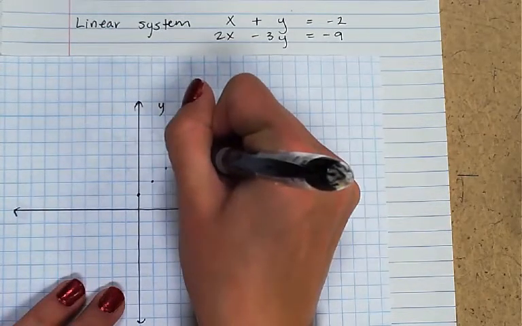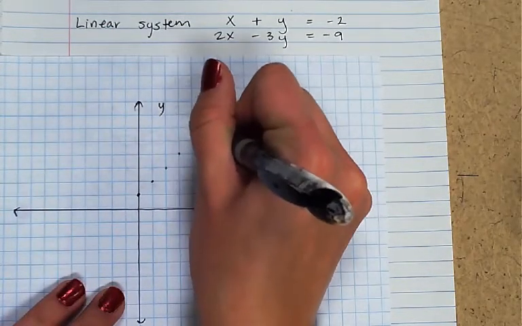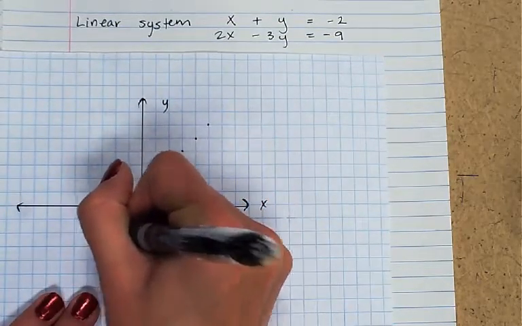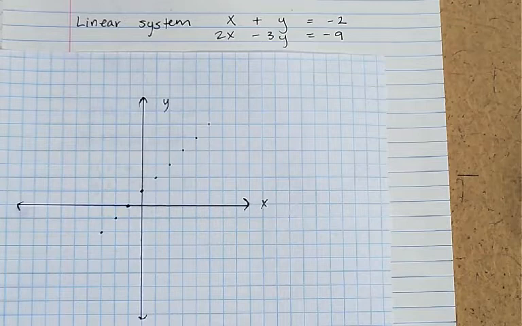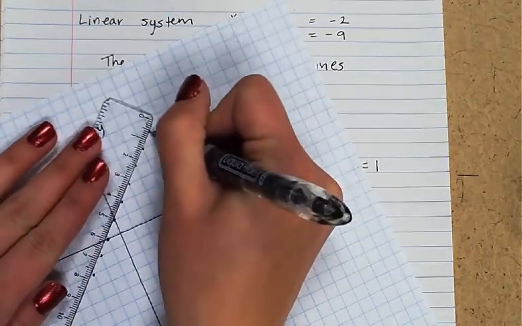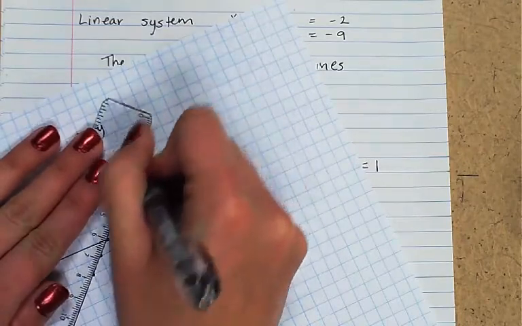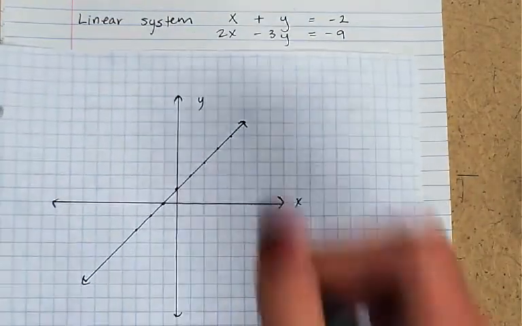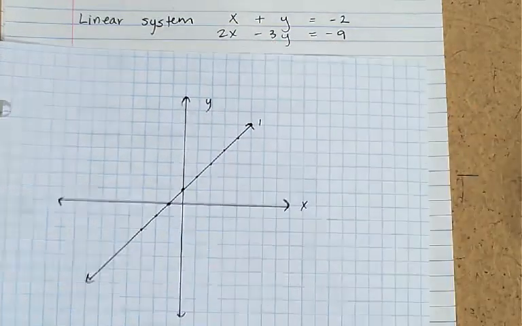The more points that you plot, the more accurate your graph will be. So back 1, left 1, back 1, left 1. Make sure if you're doing this by hand, I know a lot of the stuff is on the computer, you need to use graph paper. Okay, so here's our line 1. I'll just put a little 1 next to it so I remember.